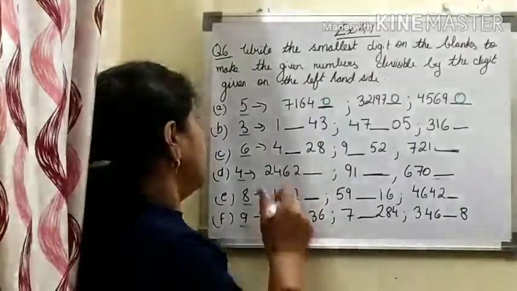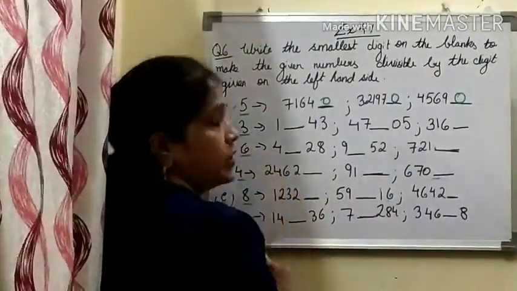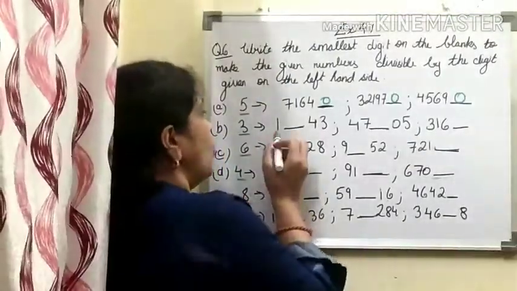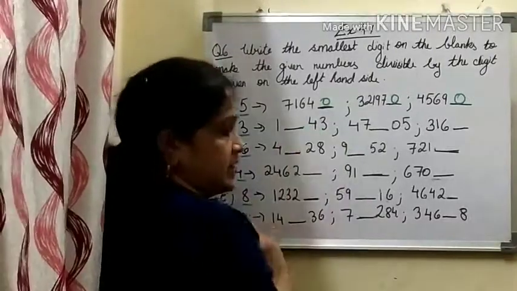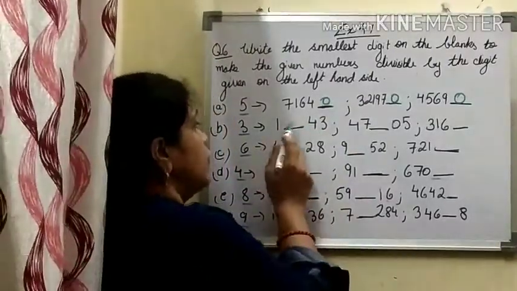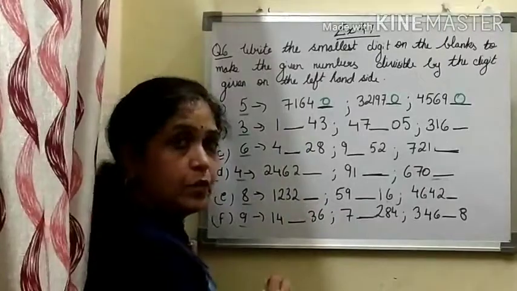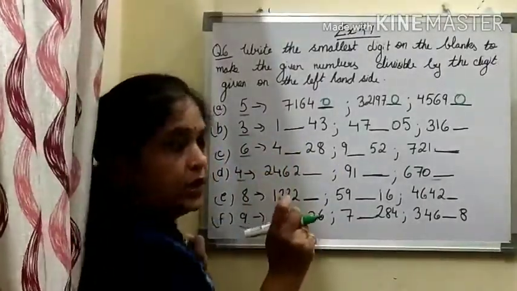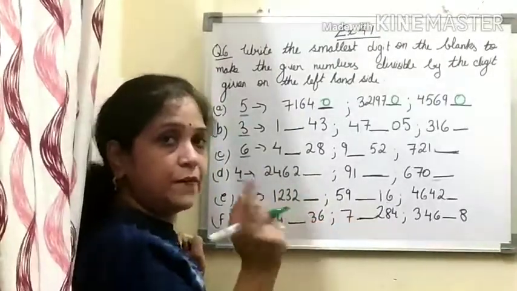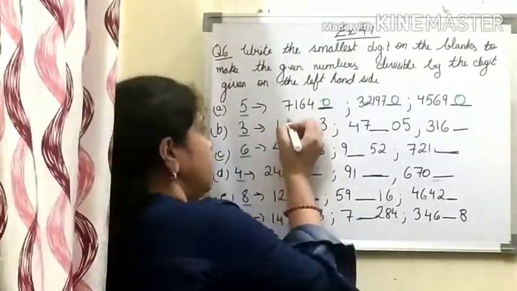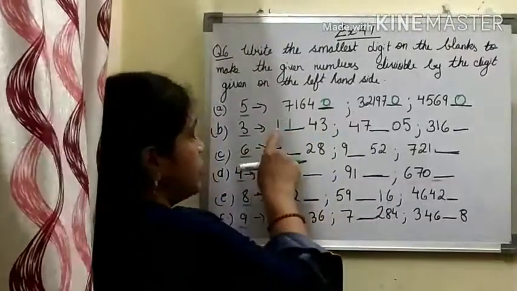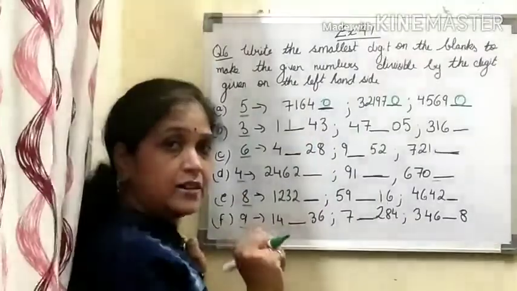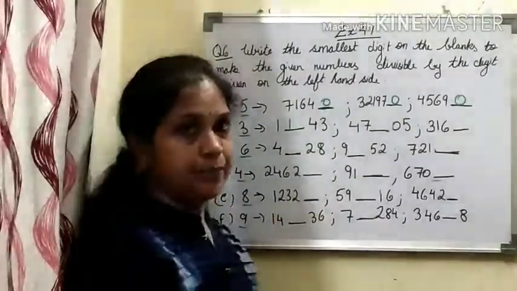Now the next, for a number to be divisible by 3, what is the rule? The sum of the digits should be divisible by 3. Here 1 blank 4 3 is there. First find the sum of digits. 4 plus 1 is 5, 5 plus 3 is 8. Now we have to fill in the smallest number. If we add 1 to the sum of digits, it becomes 9. So if I put 1 here, then the sum of digits is 1 plus 1 is 2, 2 plus 4 is 6, 6 plus 3 is 9.